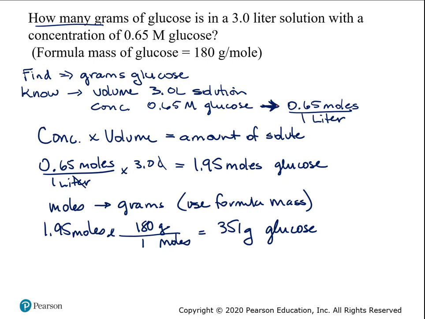Can I keep that whole number? Yes? No? What do I have to round it to? Two significant figures in 3.0. Two significant figures in 0.65. So that means that my answer can only have two significant figures, so the 3 and the 5. So this goes from 351 to 350 grams.